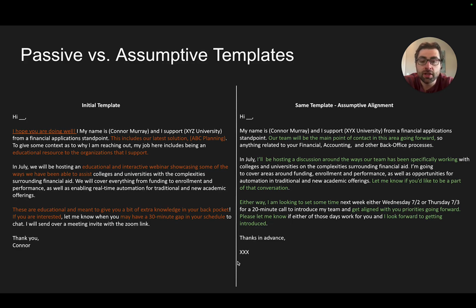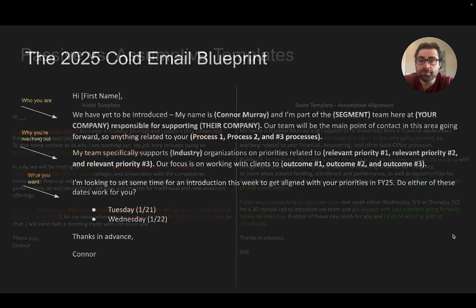"Thanks in advance, Connor." So they basically look the exact same, but just by replacing what I bolded here with stronger, more assumptive language, keeping everything else about the template pretty much the same, this is going to get a lot more responses and will be a lot more effective template.